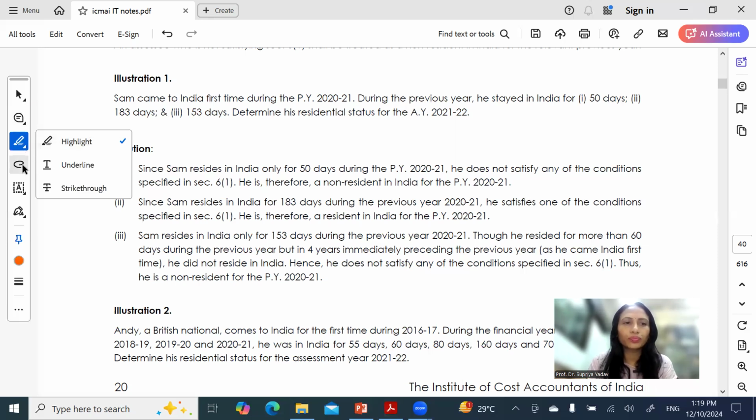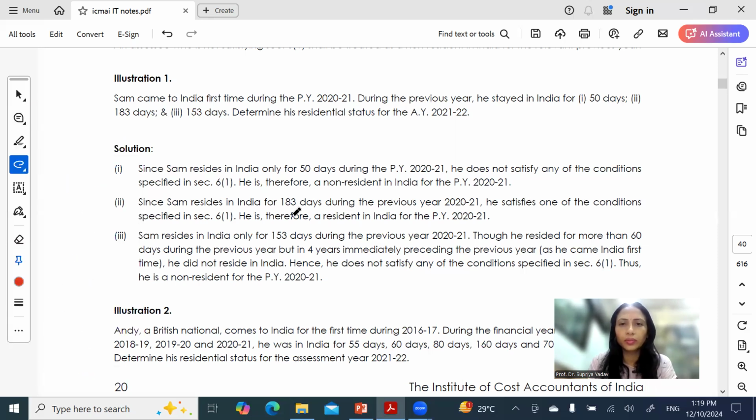This is how he becomes a non-resident. Yes, he becomes a non-resident as he stayed for 50 days only. But if he stays for 183 days, then what is the main condition? 182 days in a previous year. So he stayed 183 days, so that's why he becomes a resident in India.